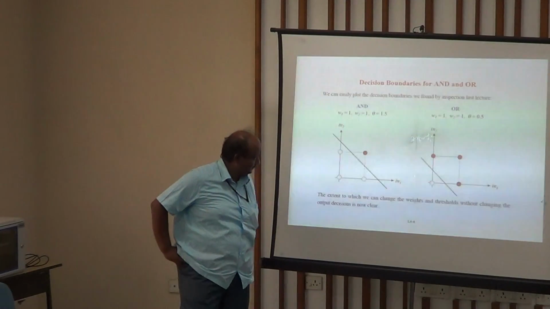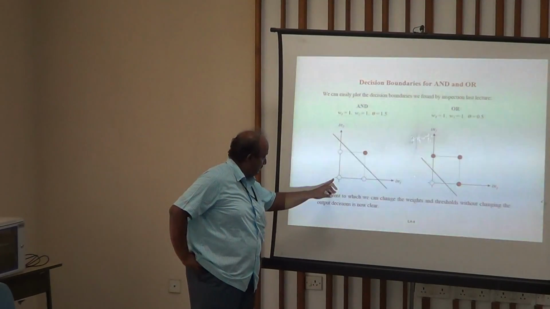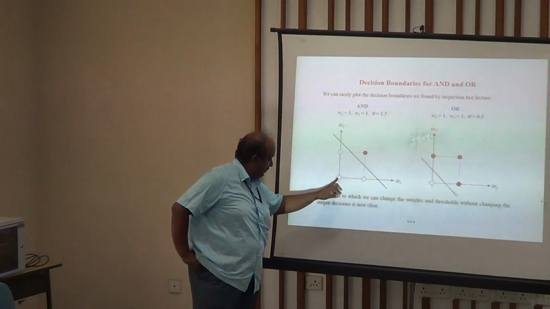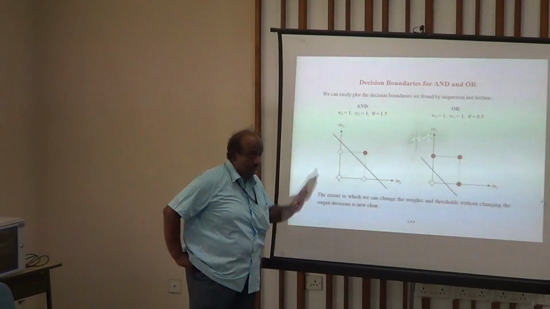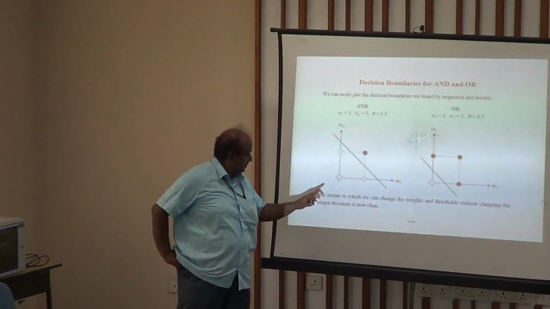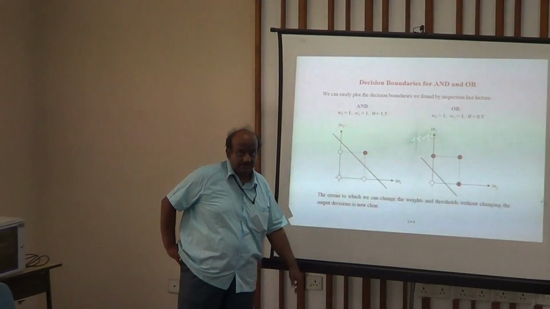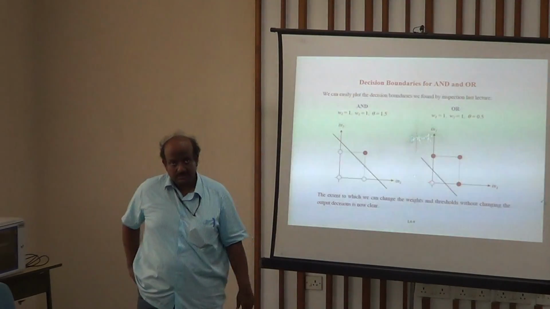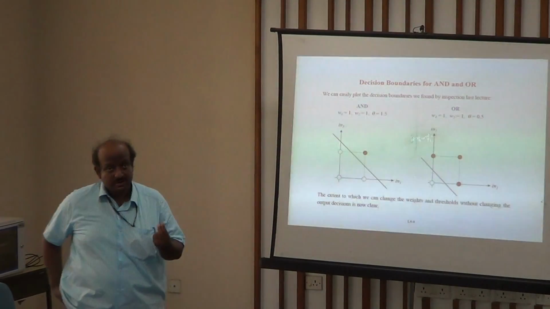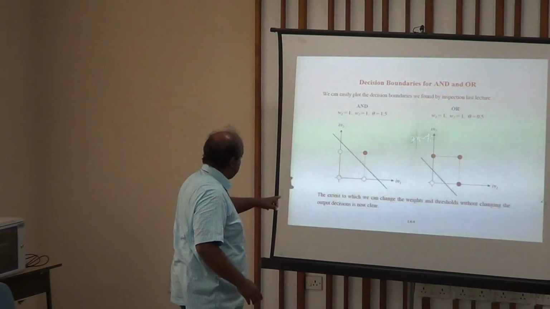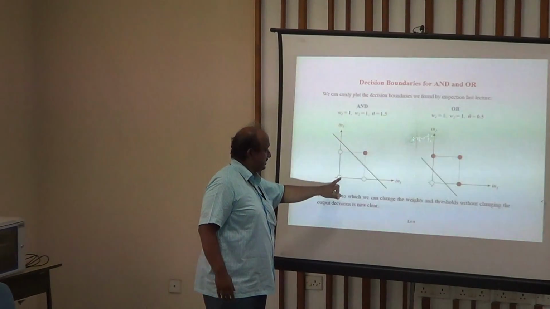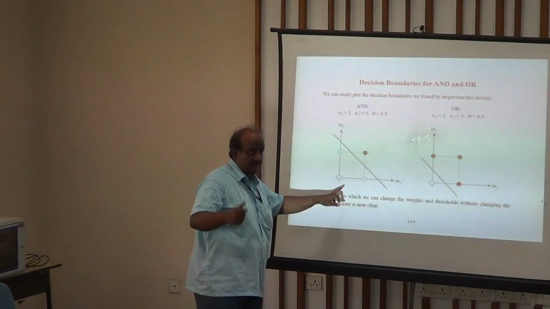So this is input 1, this is input 2. White mark means zero. These nodes are white marked, which means their output value is 0.